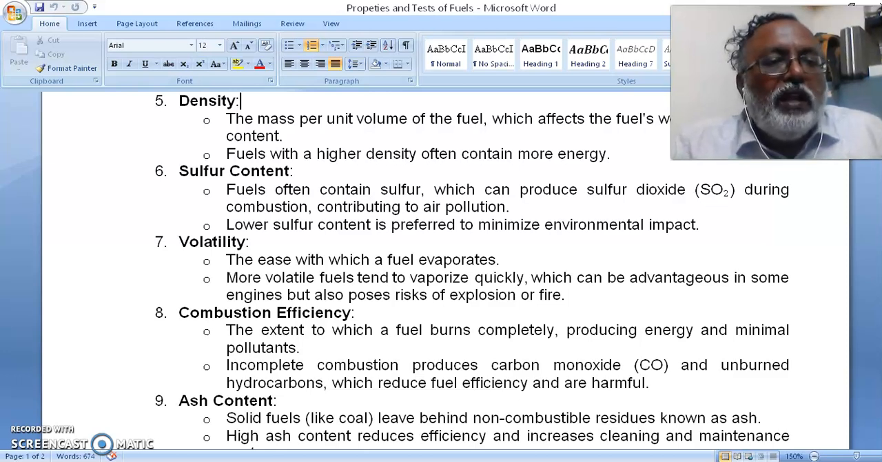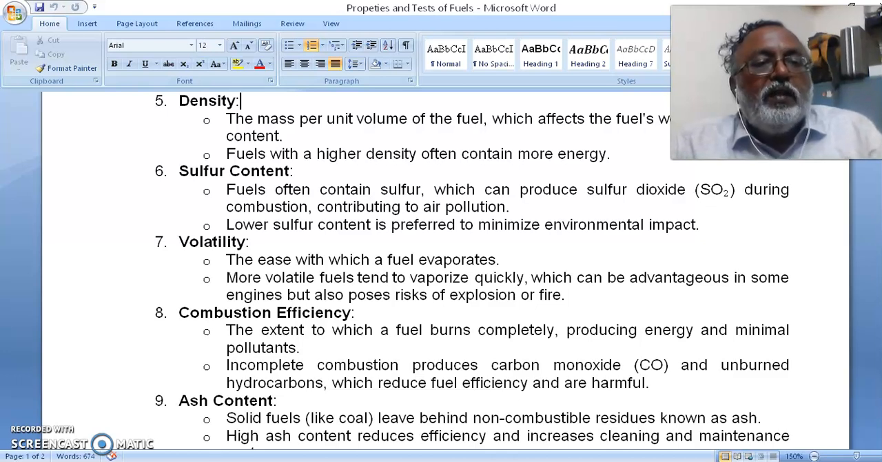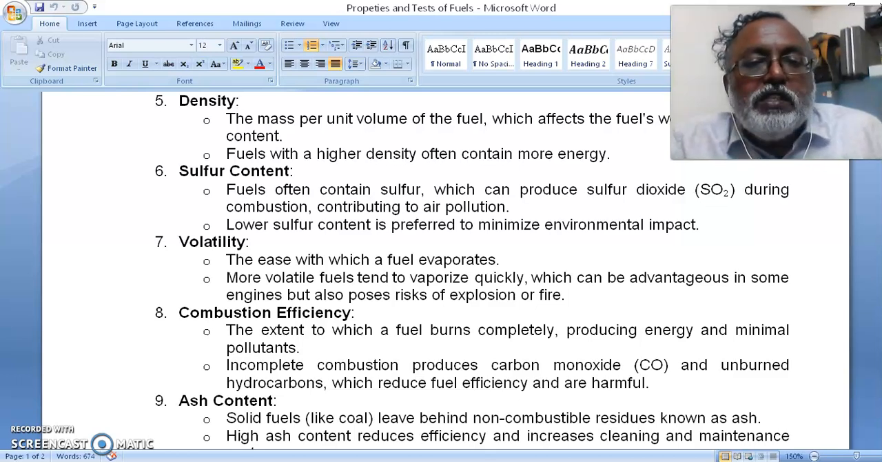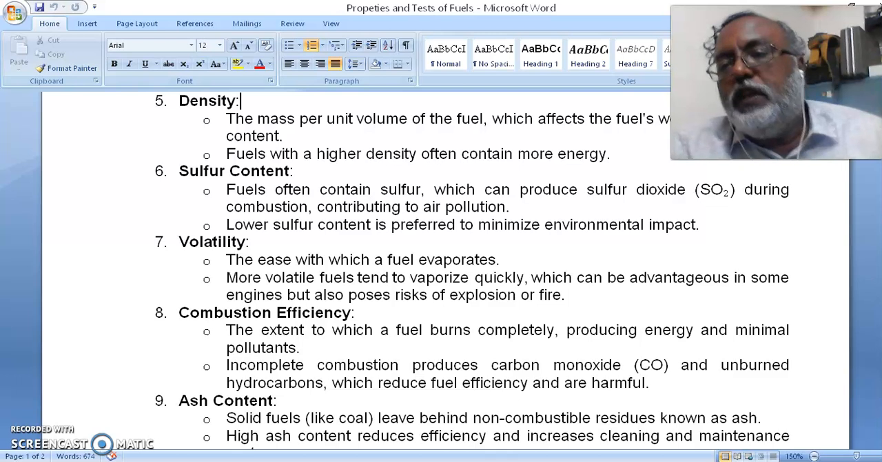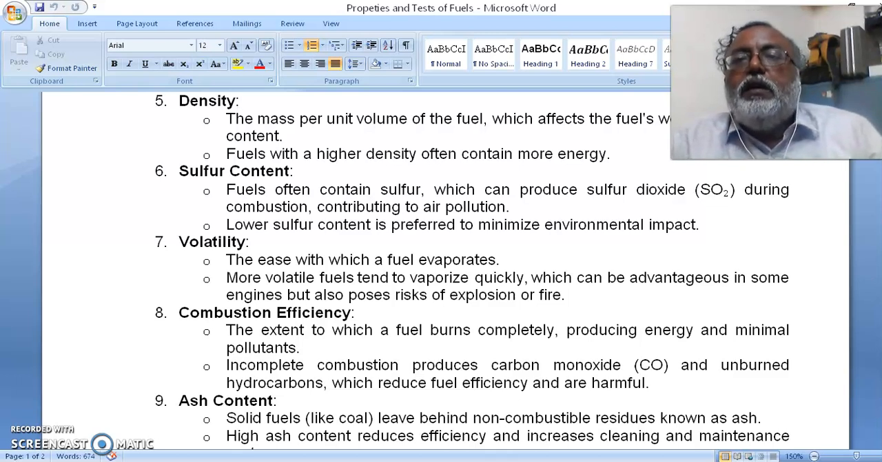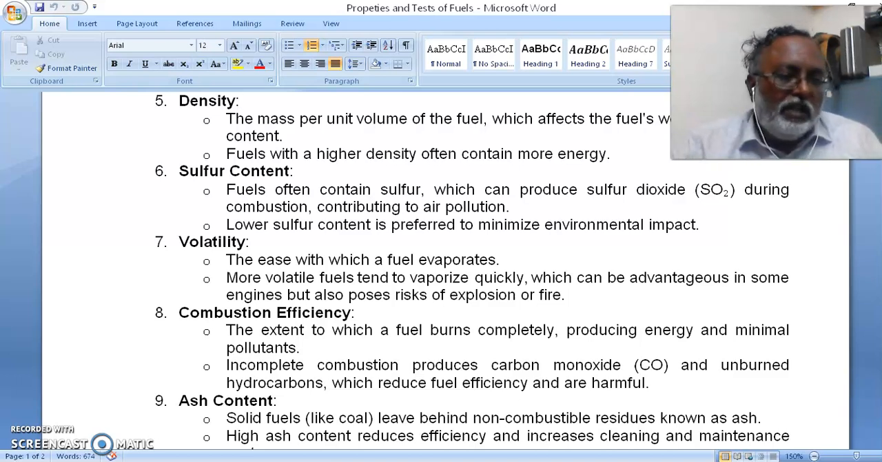The seventh property is volatility, the ease with which a fuel evaporates. With the help of volatility, the fuel easily evaporates. More volatile fuels tend to vaporize quickly, which can be advantageous in some engines, but also poses a risk of explosion or fire. So we should be very careful in selecting the volatility.